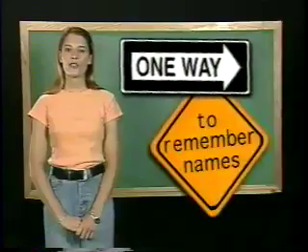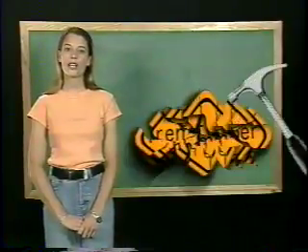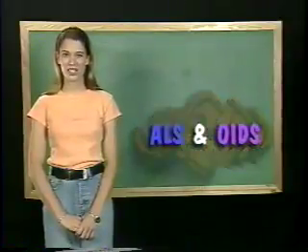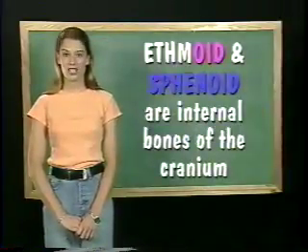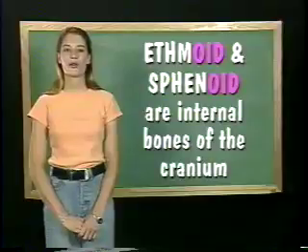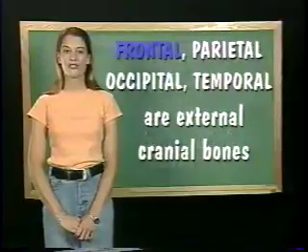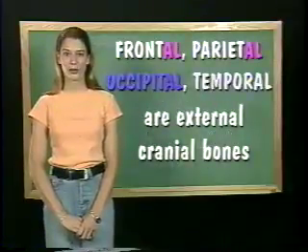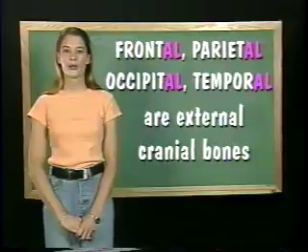One way to help remember the names of these bones is by breaking them up into ols and oids. The oid bones, ethmoid and sphenoid, are internal bones of the cranium. The ol bones, frontal, parietal, occipital, temporal, are all external cranial bones.